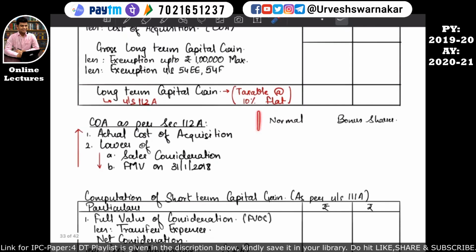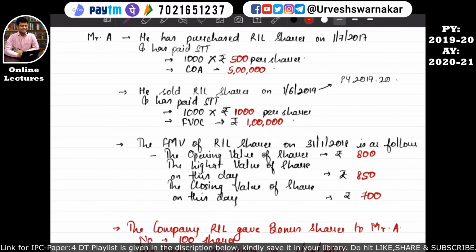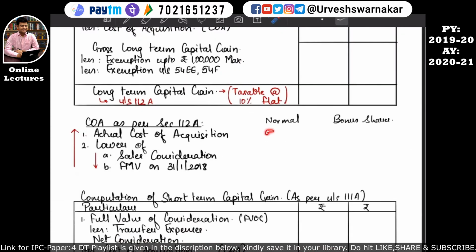So over here, I have made a format for normal shares as well as for bonus shares. The cost of acquisition of the normal shares is given in the question, which is rupees 5 lakhs, so we will mention it over here, 5 lakhs. And the cost of acquisition of this bonus share is 0 because it is given free of cost.